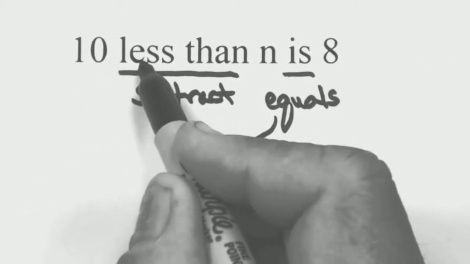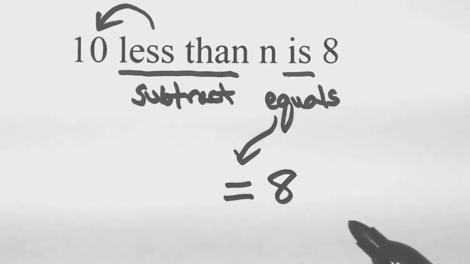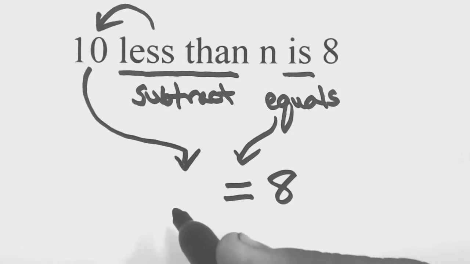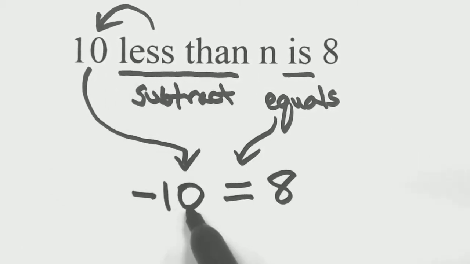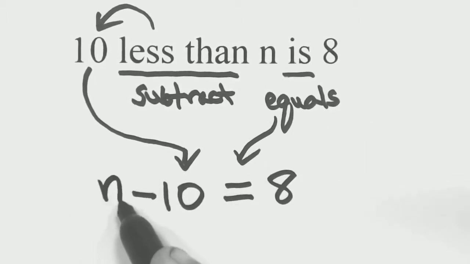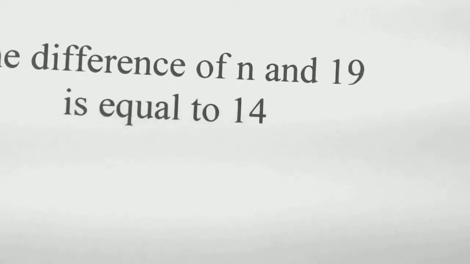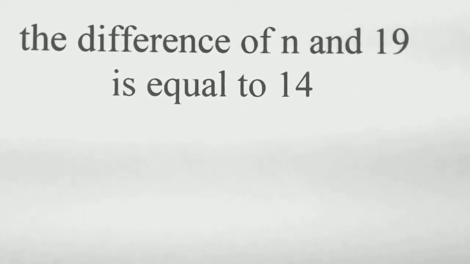We want 10 less. That means that we have to subtract the 10. Since the 10 is being subtracted, it has to follow the minus sign. Whatever's being subtracted has to follow the minus sign. What are we subtracting it from? The n. So the only correct way this could be written is n minus 10 equals 8. Now, of course, if we bump into the word difference, then we can assume correct left to right order.